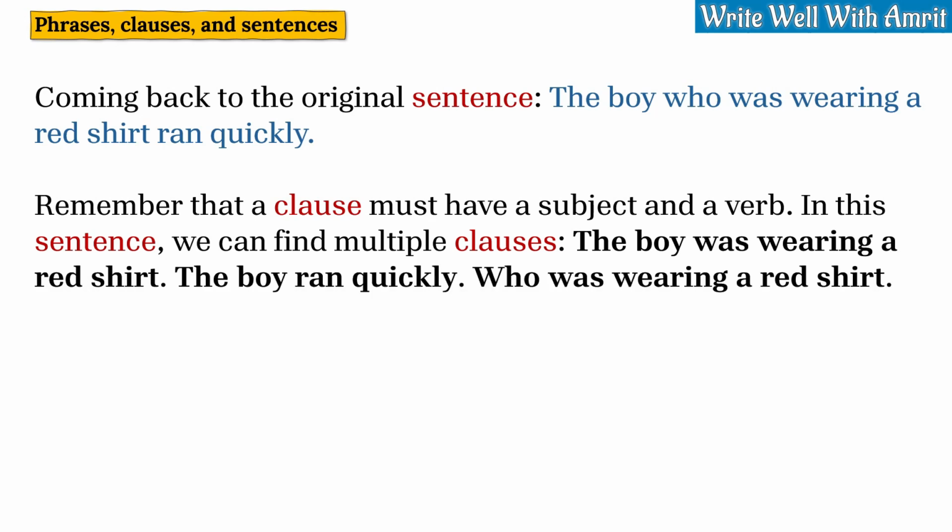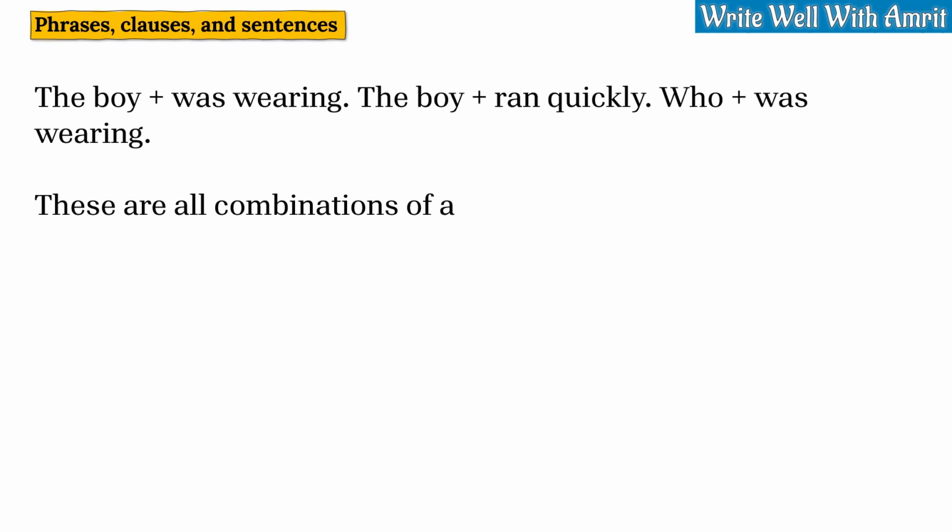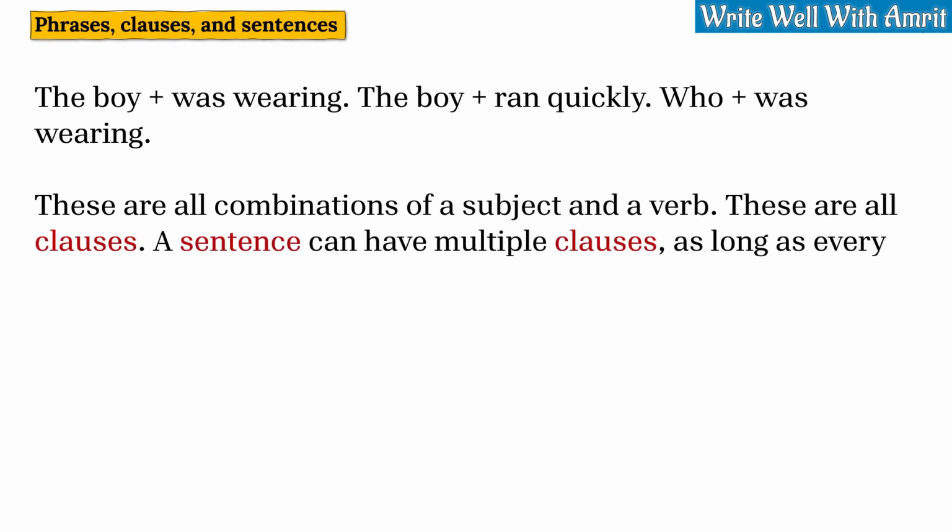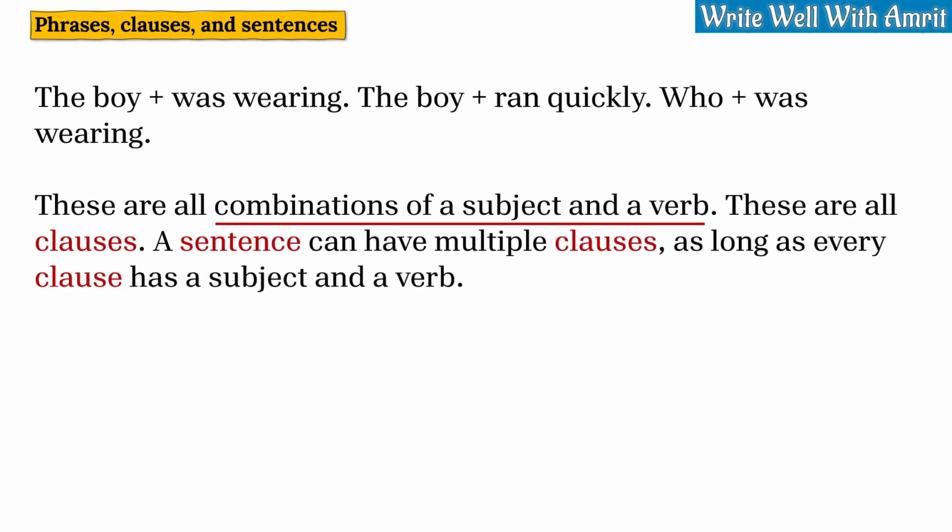Remember that a clause must have a subject and a verb. In this sentence, we can find multiple clauses. The boy was wearing a red shirt. The boy ran quickly. Who was wearing a red shirt? The boy plus was wearing. The boy plus ran quickly. Who plus was wearing. These are all combinations of a subject and a verb. These are all clauses.